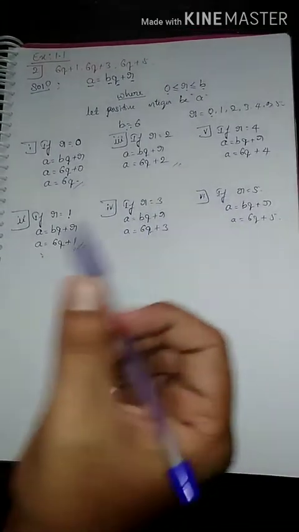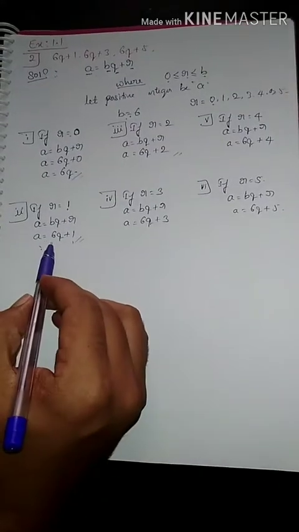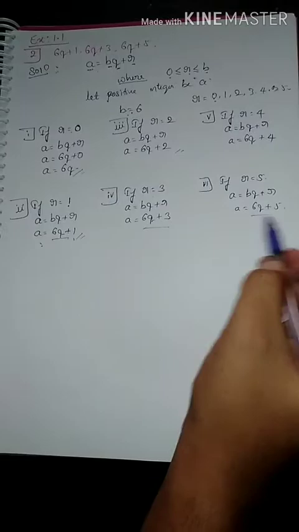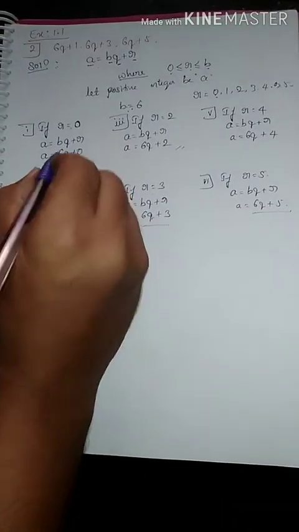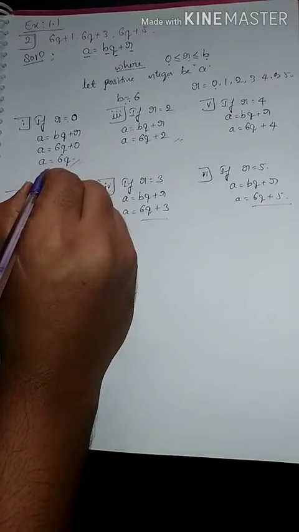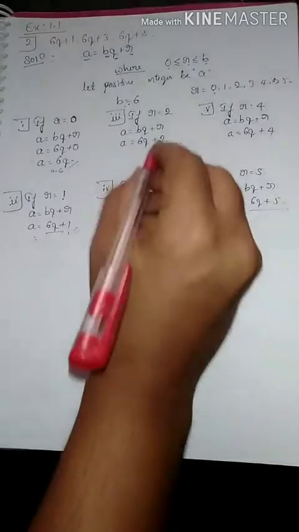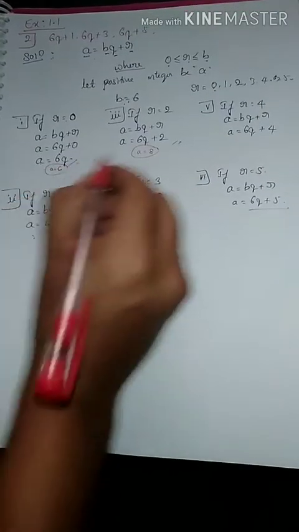But the question is, show that any positive odd integer is of the form 6q plus 1, 6q plus 3 or 6q plus 5. So here we can take q is equal to 1. Okay, let us consider q is equal to 1. So the first equation becomes a is equal to 6. For 6q plus 2, if q is equal to 1, it becomes a is equal to 8. Here a is equal to 6, a is equal to 8.